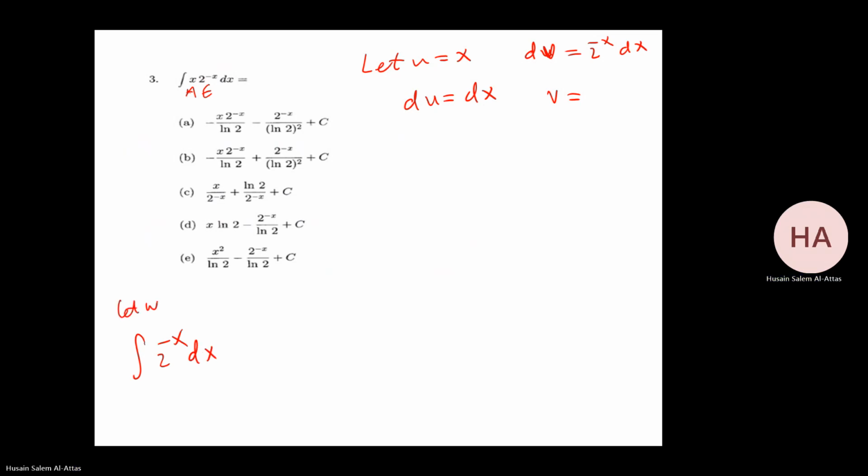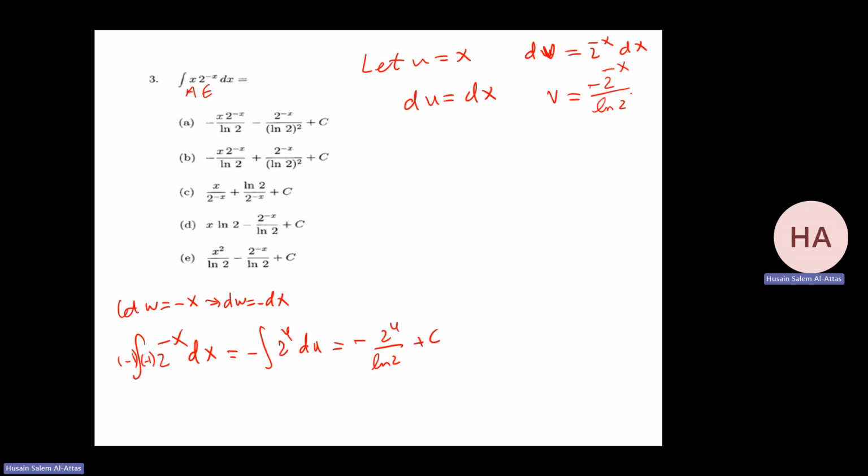I can let w equal minus x. So dw will be minus dx. So I need a minus sign here and outside. That will be minus 1 times the integral of 2 to the power w dw. And what's the integral of 2 to the power w dw? That will be 2 to the power w over ln 2, plus c. That gives me minus 2 to the power minus x over ln 2, no need for plus c.